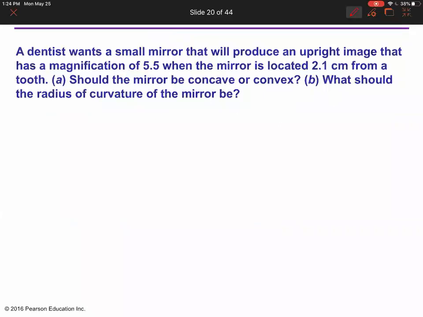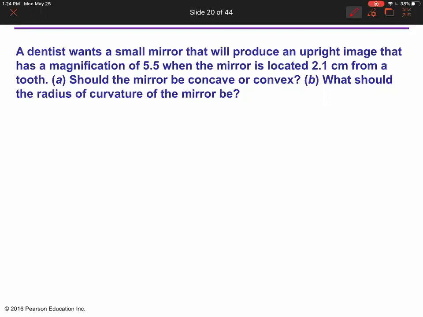All right, so now let's solve some problems. You have a dentist who wants a small mirror that will produce an upright image that has a magnification of 5.5 when the mirror is located 2.1 centimeters from a tooth. Now, should the mirror be concave or convex?